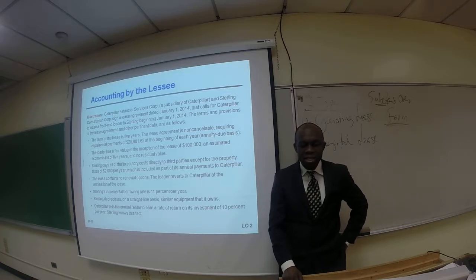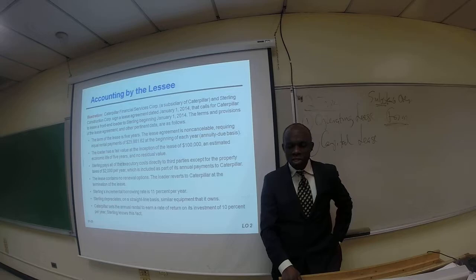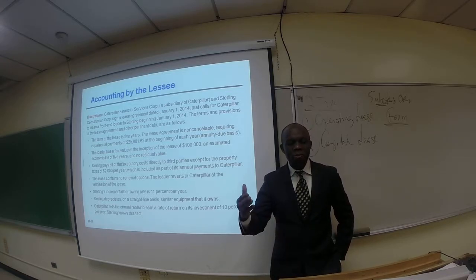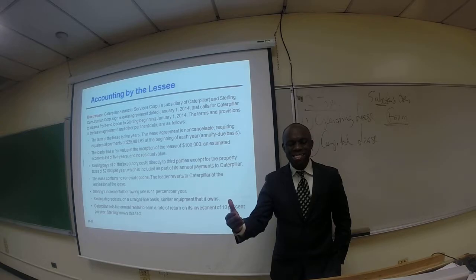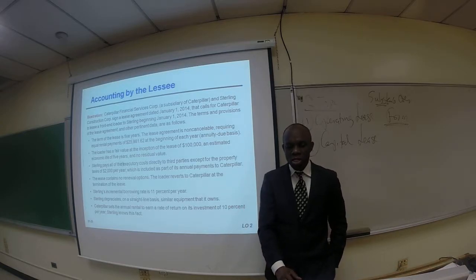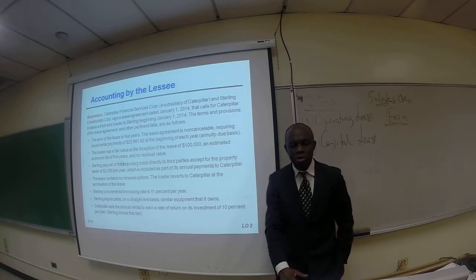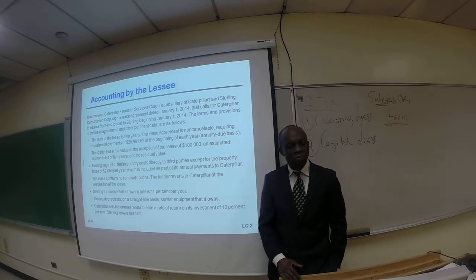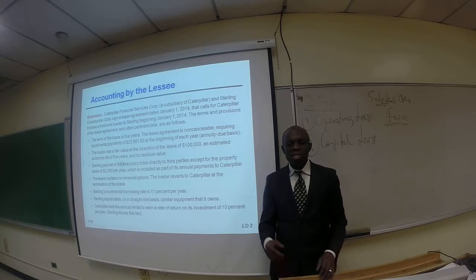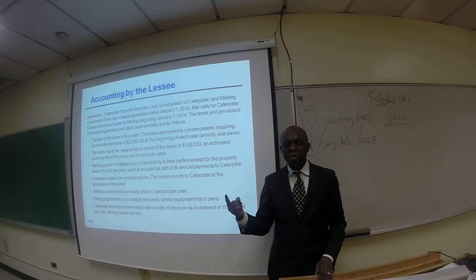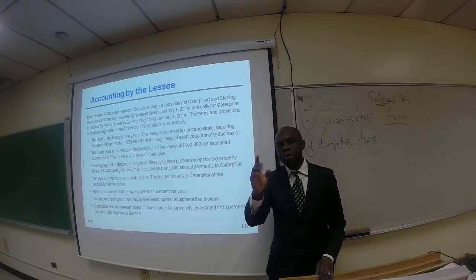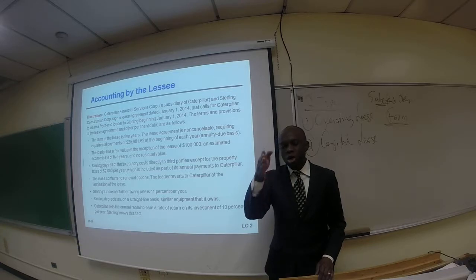So C signed a lease agreement dated January 1, 2014 that calls for C to lease a front-end loader to S beginning January 1, 2014. The terms and provisions of the lease agreement and other pertinent data are as follows. Number 1, the term of the lease is 5 years. The lease agreement is not cancelable, requiring equal rental payments of $25,981.62 at the beginning of each year. Annuity due, meaning the first payment is going to start at the beginning of the contractual period.